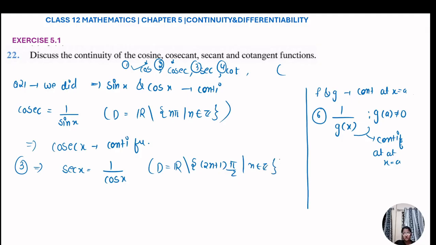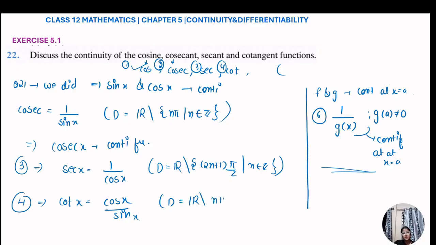Okay, so this is our domain. So we know that cos function is continuous for each of these points in the domain. So 1 upon cos x will also be continuous by using this algebra. Similarly, the fourth is cot x. We know that cot x is given by cos x by sin x. We know that its domain D is nothing but R minus n pi, n belongs to natural numbers, and we know that cos x is continuous for all these points, sin x is continuous for all these points, so the division will also be continuous for all these points. So by this also we get cot x is also continuous.